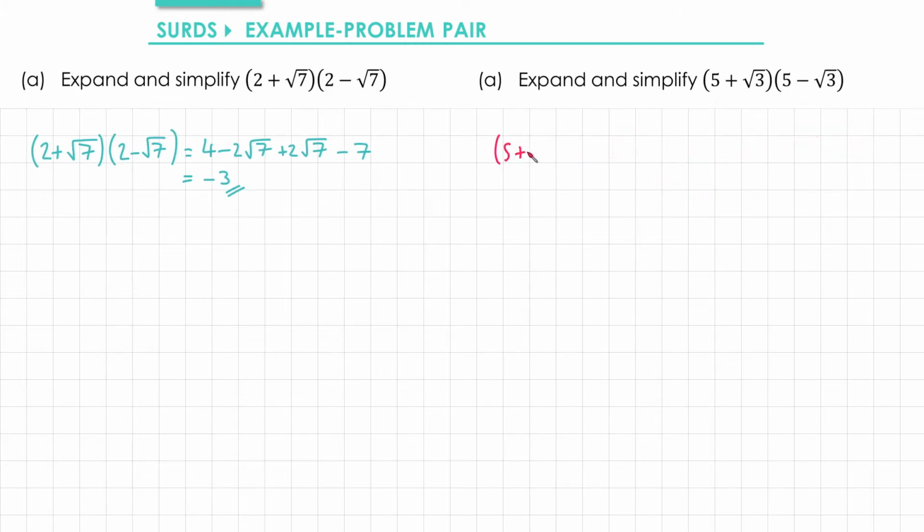We've got 5 plus root 3 times 5 minus root 3. 5 times 5 is 25. We're going to have 5 times negative root 3, which is minus 5 root 3. Root 3 times 5 is plus 5 root 3. And root 3 times minus root 3 is minus 3. The surds cancel. 25 minus 3 is 22. Okay, let's have a look at part B then.